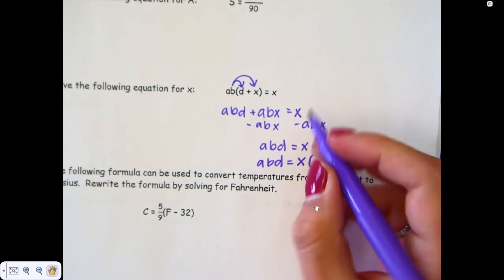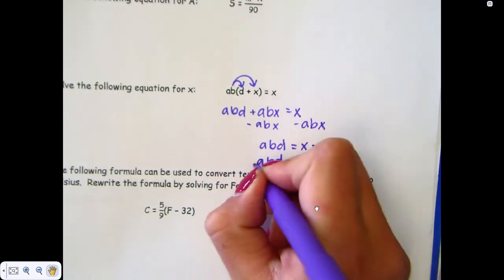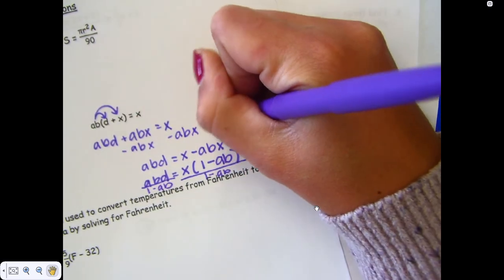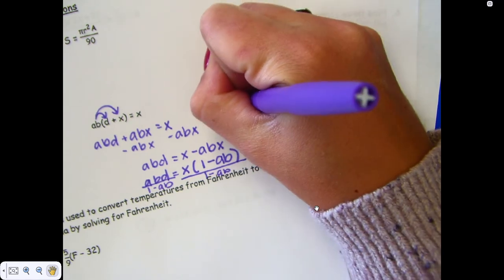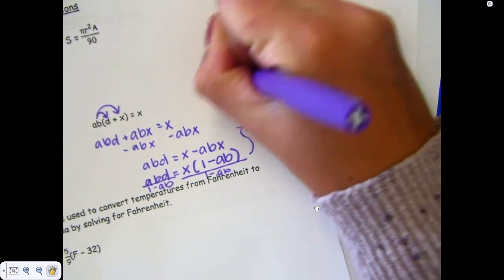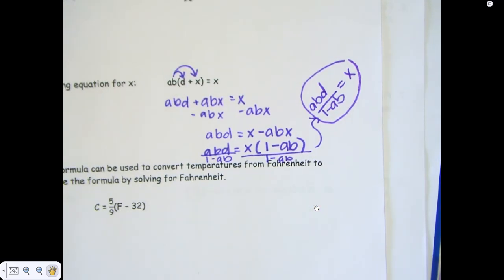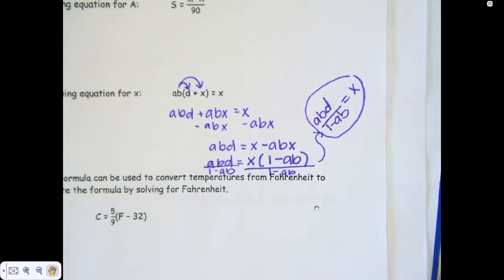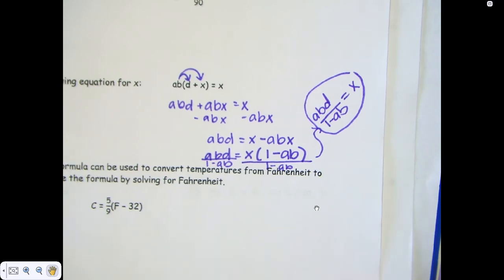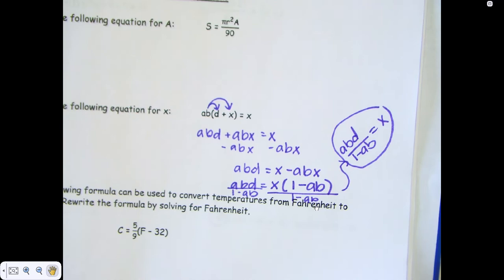So now that I have x by itself, these two mean multiplication, so I can just divide by 1 minus ab on both sides. So if you look up here, I have abd divided by 1 minus ab is equal to x. And I can just leave that as my final answer. I don't need to simplify that anymore. Okay? So that's probably the hardest one you'll see because that deals with the GCF and you have to recognize to take that out. But the other ones should be pretty straightforward. Look at your notes, look at your answer key, and you should be good with those.